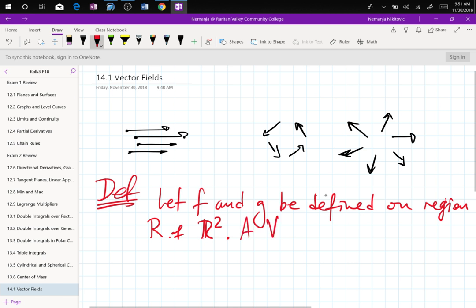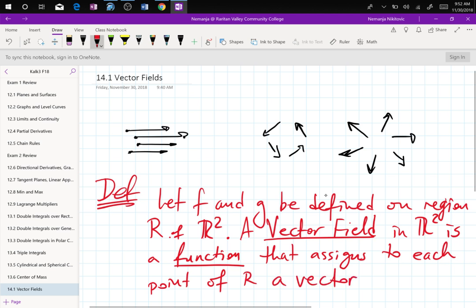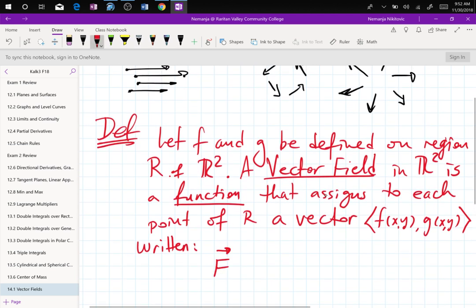A vector field in R2 is a function that assigns to each point of R a vector f(x,y), g(x,y), written F with the arrow on top because it's a vector field of x, y. Now they will use bold in a book. We use an arrow above for vectors.